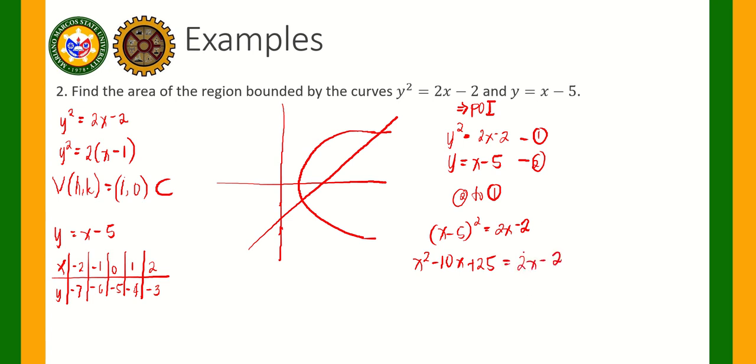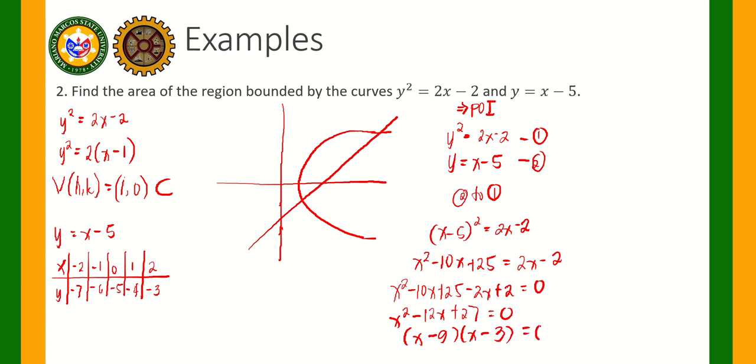Now we can transpose tong binomial na to sa other side. So we can have x squared minus 10x plus 25 minus 2x plus 2 equal to 0. And simplifying, this is equal to x squared minus 12x plus 27 equal to 0. Now, we try to factor this out. So, yung factors niya will be x minus 9 and x minus 3 equal to 0.